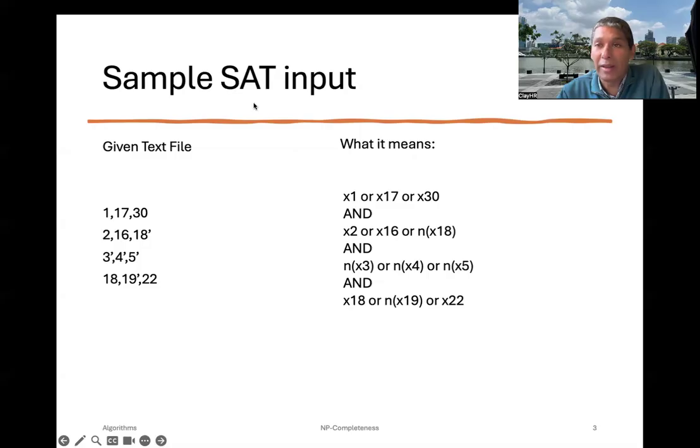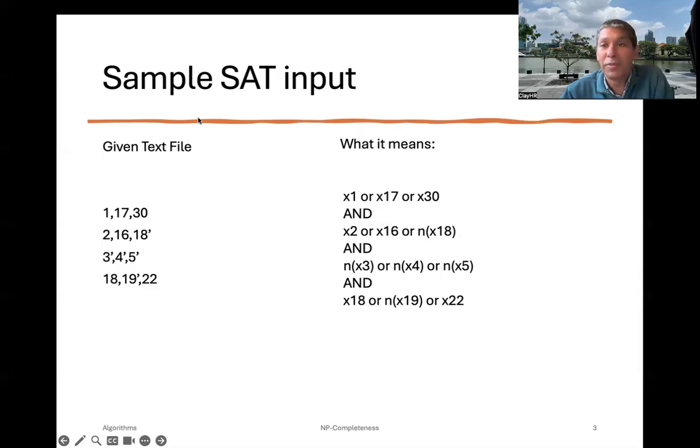When we consider programmatic inputs here, we can be given a text file. The text file just looks like this. It's one clause per line, each literal separated with a comma, and that's all that is. For example, 1, 17, 30 translates to x1 or x17 or x30. And if we're given this prime symbol, the apostrophe, then that's the not. So 2, 16, 18 prime means x2 or x16 or not x18. Not x18 means that if x18 is true, then not x18 is false, and vice versa.